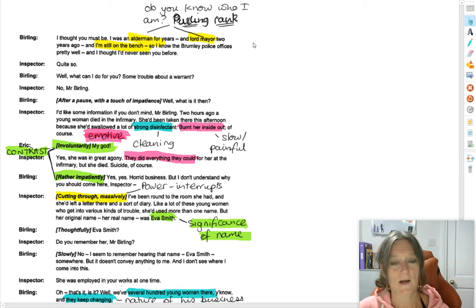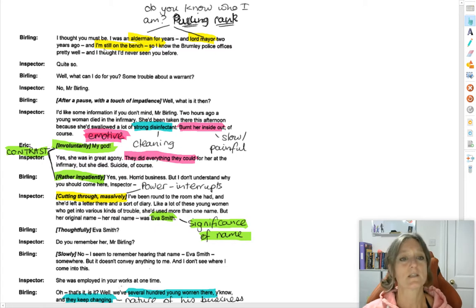You can imagine the mayor of a big northern or Midlands city. It's a really, really important role now, and that's what Birling is doing at the same time as carrying on his business. So he is a really important man. You can see how he's trying to pull rank here.